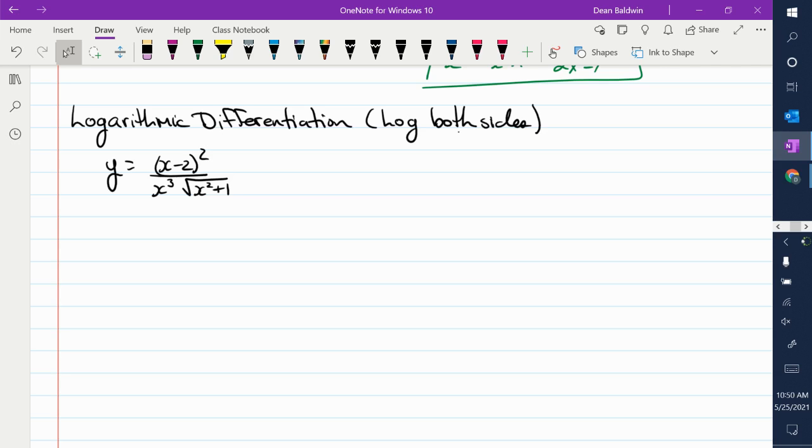So this is going to become the natural log of y, the natural log of all this stuff. I'm going to get rid of the square root and write it as a power of a half. All I did was put a log in front of both sides of the equation.